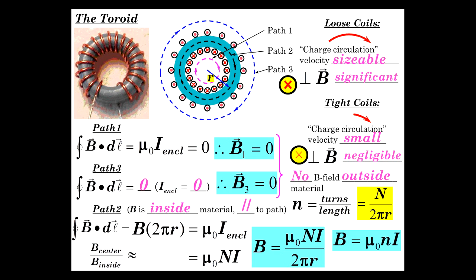Now, incidentally, not that important, the magnetic field in the center, as a result of this charge circulation velocity, has something to do with the number of turns. The more turns there are, the less velocity we have. So this ratio turns out to be about pi over N, inversely proportional to number of turns. More turns, less charge circulation velocity, less magnetic field inside.